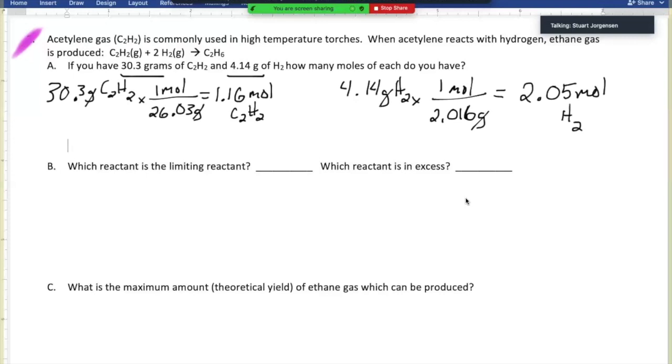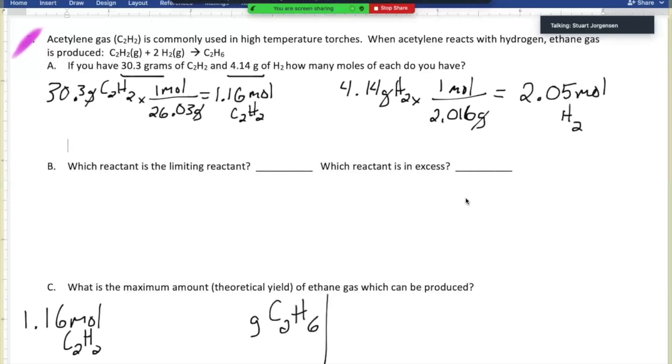Now the good news is part C, we can actually do kind of B and C together here, because C asks what's the maximum amount or the theoretical yield, how much ethane gas should we expect based upon these 2 mole amounts. And so we're actually going to have to do 2 problems again, but again, we're solving 2 questions at the same time. So we're saying if our acetylene is the limiting reactant, we want to know how many grams of our ethane we should expect, C2H6.